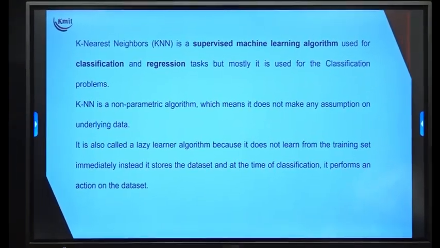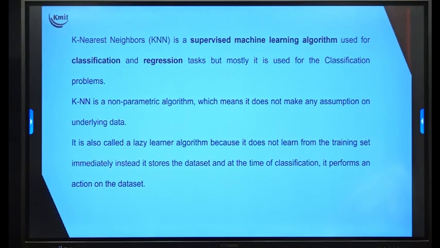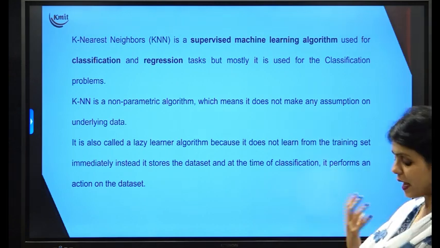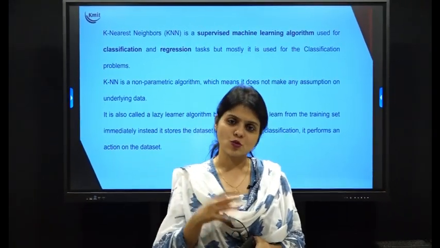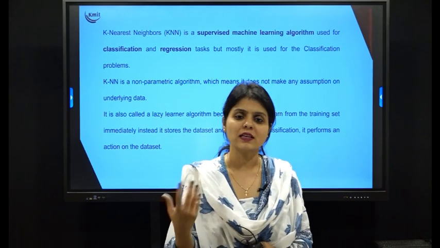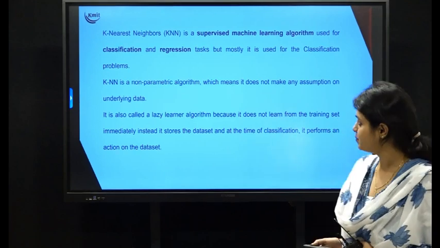Okay, so KNN is a non-parametric algorithm. When I talk about non-parametric, it means that we do not make any assumptions on the existing or underlying data. There's another name for the k-nearest neighbor algorithm, which is also called the lazy learner algorithm, because it does not learn from the training set immediately, but instead it stores the data set, and at the time of classification it performs actions on the data set and then gives you the result. That is the reason it is also called the lazy learner algorithm.